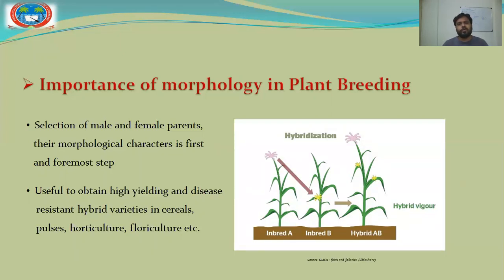The production of a new variety is done to obtain a high yielding variety, disease resistant varieties, good horticultural varieties or good floriculture varieties. So we can make these varieties by selecting good male and female parents, and here also we consider the morphological characters as a base. So in this way, morphology plays an important role in plant breeding also.